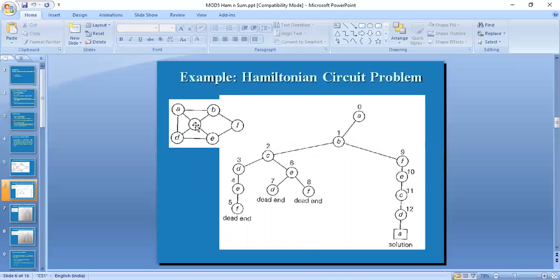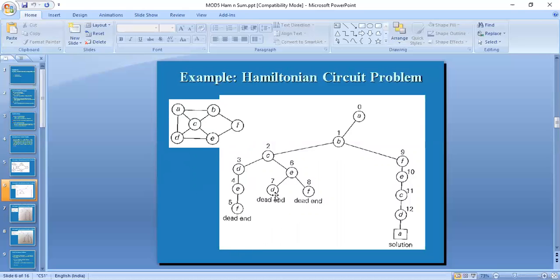Whenever you go, if you find that there doesn't exist a path back to A, it becomes a dead end. Or if you find that one of the vertices has not been visited, there also you will say that it is a dead end. So these are the two cases. Here, even though we have covered all the vertices, there is no edge from F to A. So we are saying that it is a dead end.